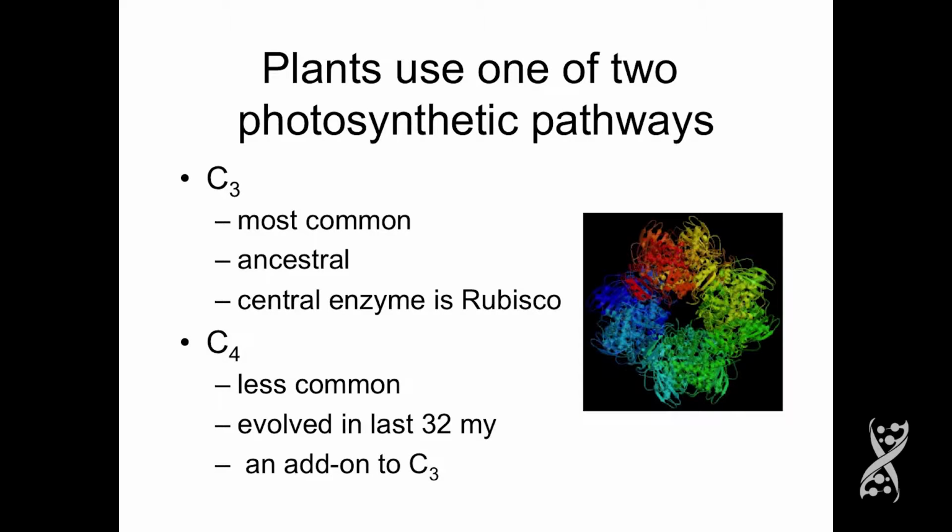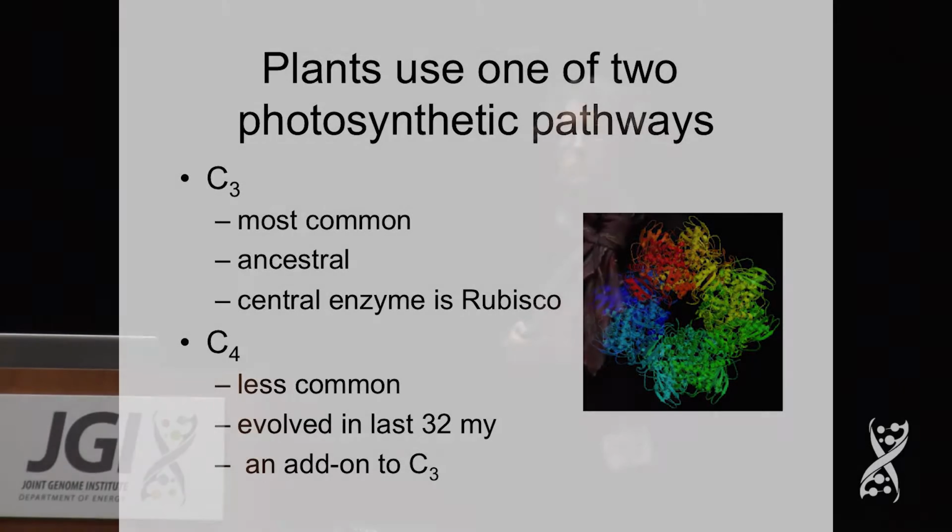The most common is what's known as the C3 pathway. That's because the earliest detectable product of photosynthesis is a 3-carbon compound, phosphoglycerate. This is clearly ancestral, and the central enzyme involved is Rubisco, and it's just kind of pretty, so I put it there. I'm going to mention it once or twice.